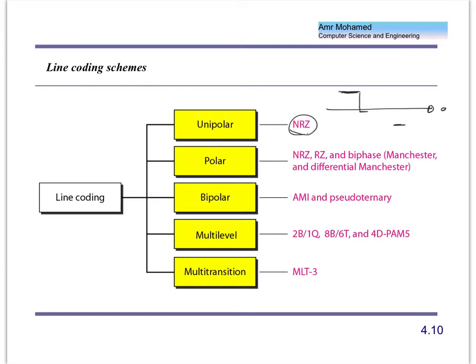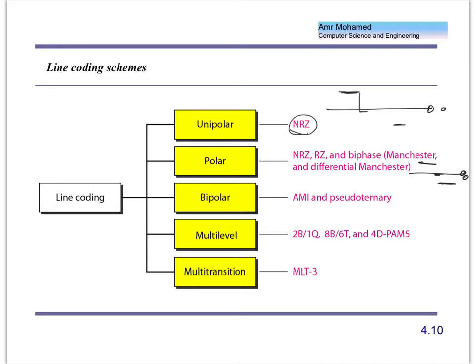Polar, on the other side, talks about the fact that you have both positive and negative, but not 0 voltage. If we happen to have 0 voltage, as we will see, it's not meant to represent data elements. So in that category we will talk about many line coding schemes like polar non-return to zero, return to zero, the biphase and so on.